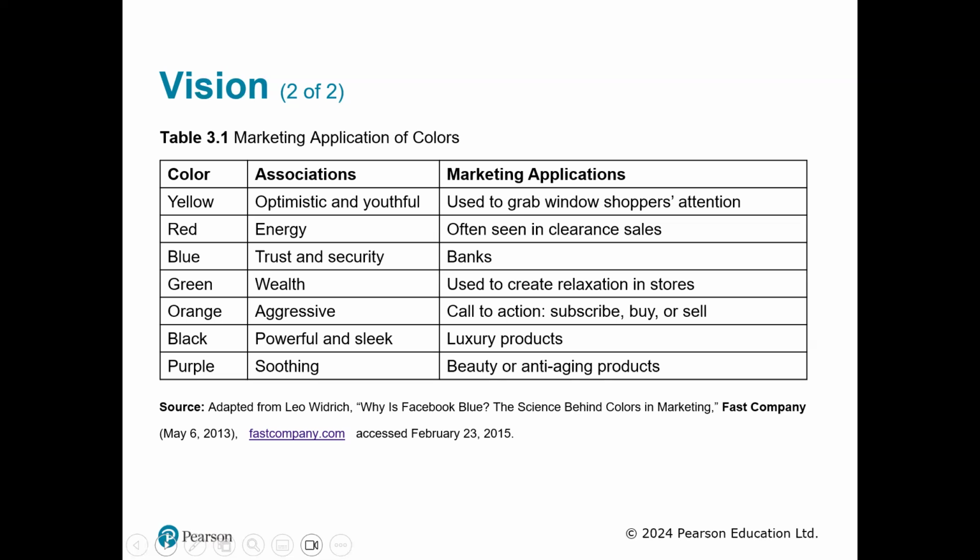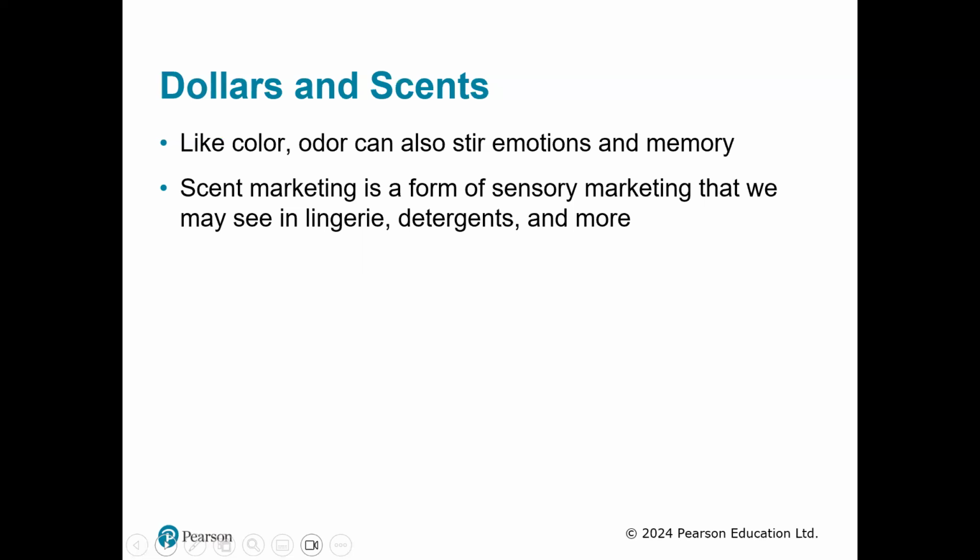Some reactions to color come from learned associations. In Western countries, black is the color of mourning, whereas in some Eastern countries, especially Japan, white plays this role.